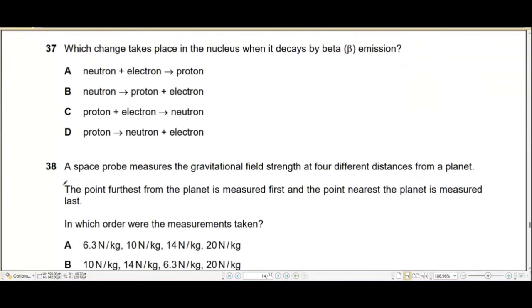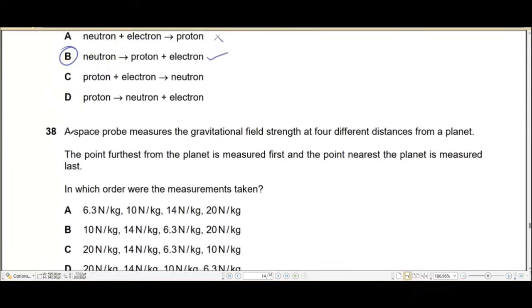Question number 37. Which change takes place in the nucleus when it decays by beta emission? In a beta emission, the neutron changes into a proton and an electron is emitted. So A is not correct. Neutron plus electron don't emit a proton. Neutron is converted into proton and an electron is emitted. This is the correct definition for beta emission. So B is going to be our correct option.